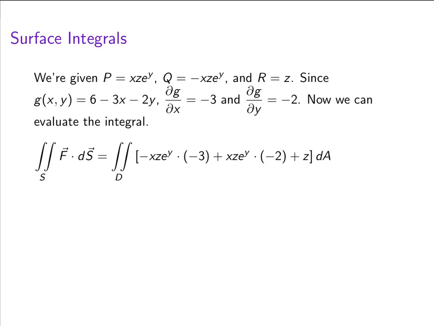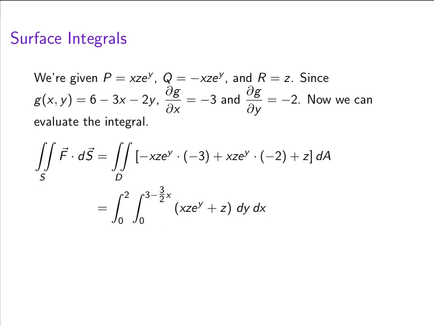So the surface integral of the field will be negative P times dg by dx. Okay, so let's note all the pieces in here. This is negative P, this is dg by dx, minus Q, and Q already had a negative, times dg by dy plus R. Let's now write this as a double integral over the region D that we talked about. The x values will integrate from 0 to 2. The y values will integrate from 0 to 3 minus 3 halves x. And the integrand simplifies down to x z e to the y plus z.